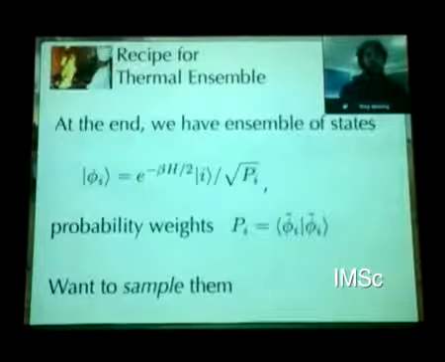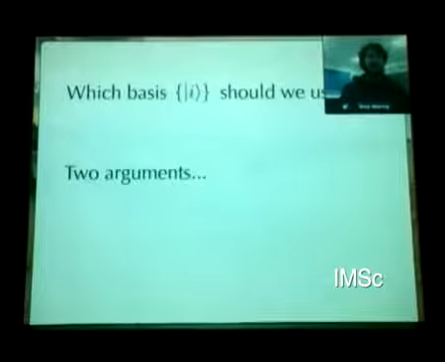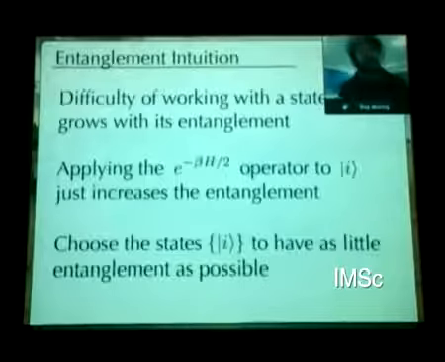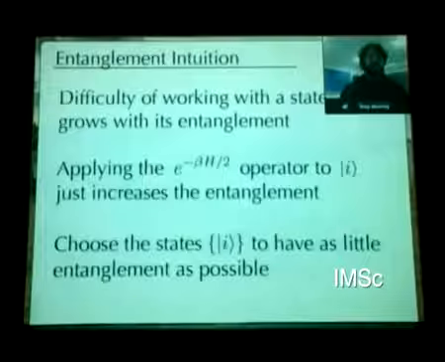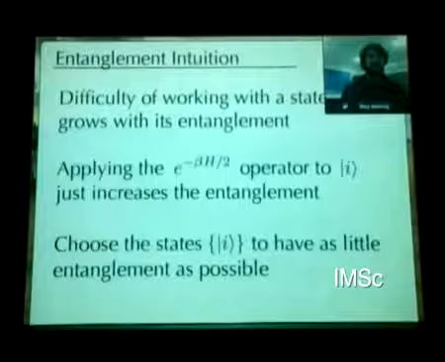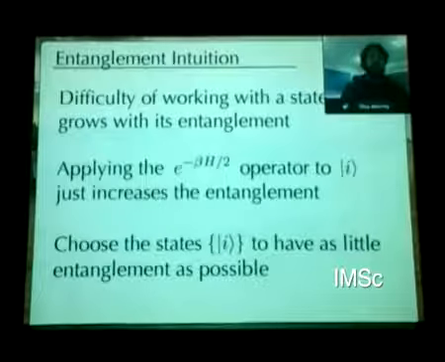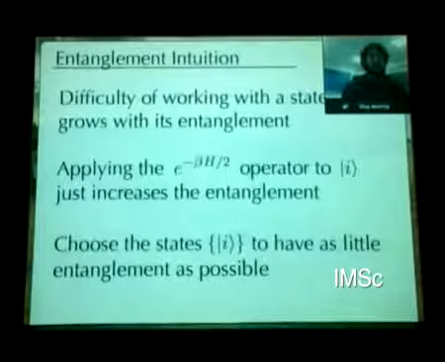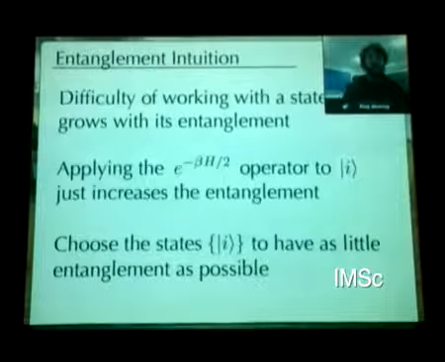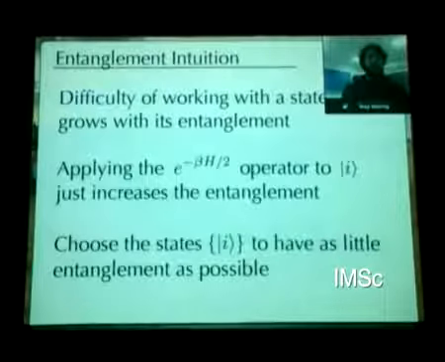But which basis I should we use? We have to start from some basis to apply this time evolution to. On this slide and the next, I'll give you two arguments that will lead us to the basis that we want to use. One is thinking about entanglement. In DMRG and matrix product state methods, the difficulty of working with a state grows with its entanglement. The more entanglement, the more states you have to keep and the larger the matrices you have to work with. So we want the least entanglement that we can get away with.